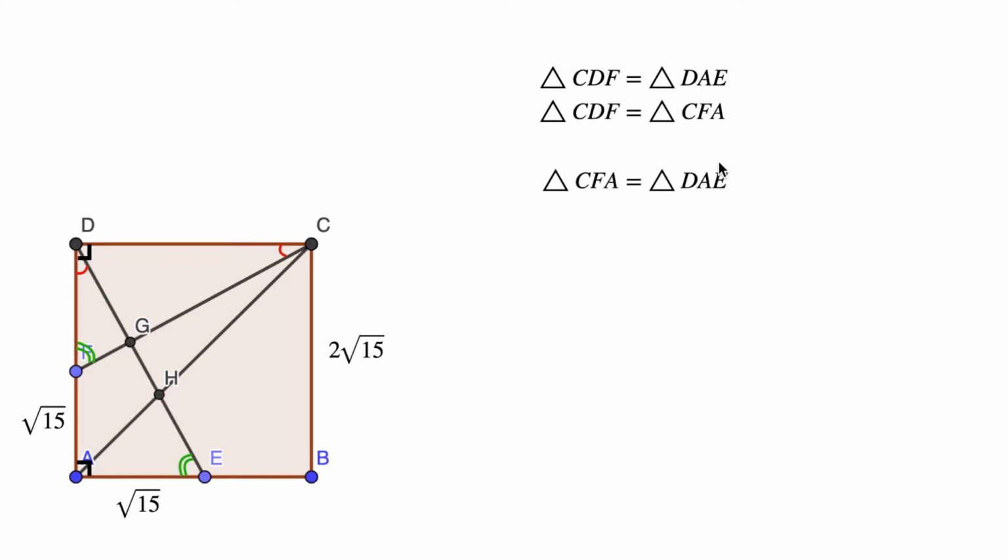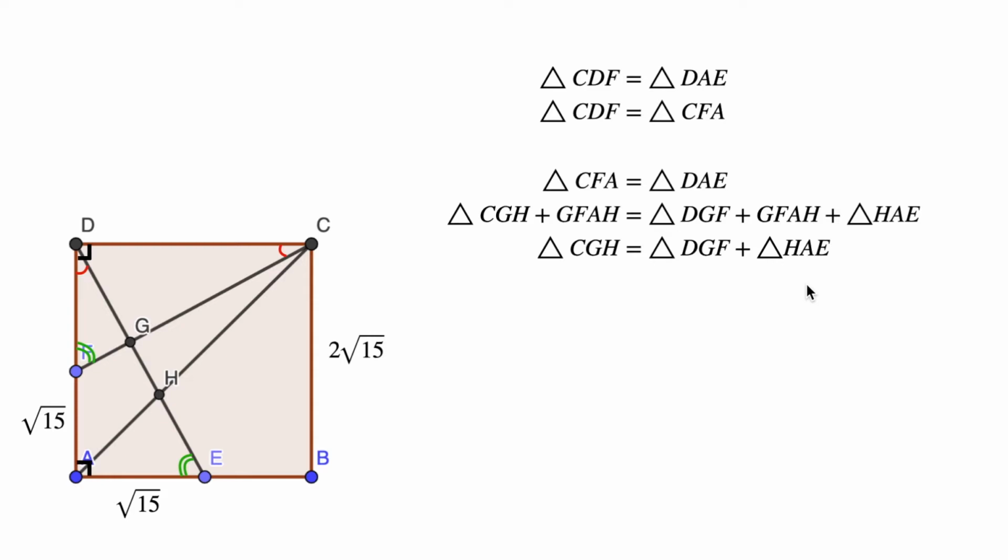And now let's break down these triangles. The area of CFA is the same as the sum of the areas of triangle CGH and the quadrilateral GFAH. And the area of DAE is the same as the sum of the areas of triangle DGF, quadrilateral GFAH, and triangle HAE. We can subtract GFAH from both sides of the equation and simplify it down to this. And remember, triangle CGH is what we're looking for. So we can solve it by looking for the areas of DGF and HAE.